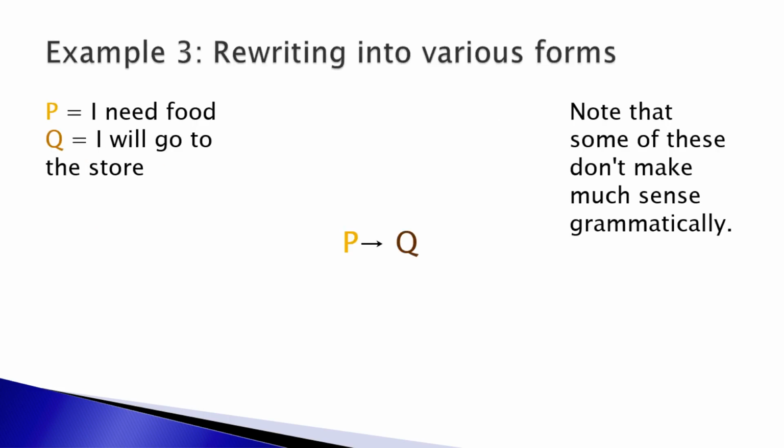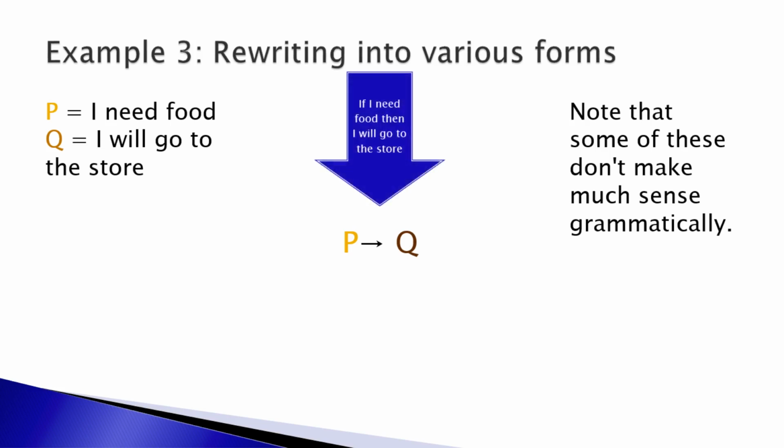So let's rewrite our P implies Q statement of I need food, I will go to the store, in all the different ways that we can that are the exact same, just worded differently. Note, some of these don't make much sense grammatically, but that's okay. So, we start with, if I need food, then I will go to the store.